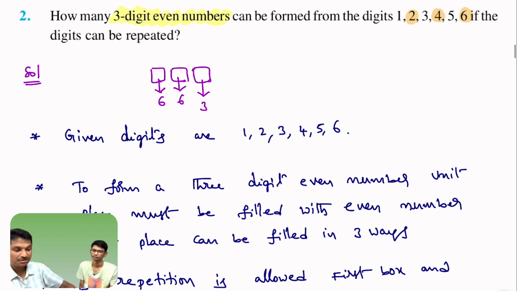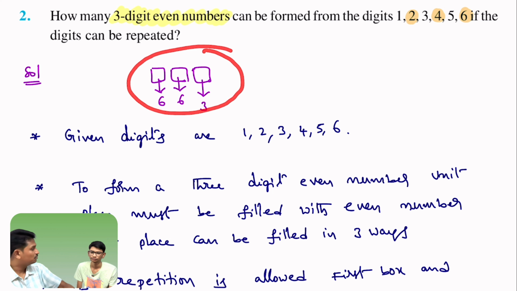How will you write the steps? You see here, first I took 3 boxes. To form a 3-digit even number, the units place can be filled in how many ways? 3 ways. This can be filled in how many ways? 6 ways. The second box can be filled in how many ways? 6 ways. First you write the boxes and you write the numbers like this.